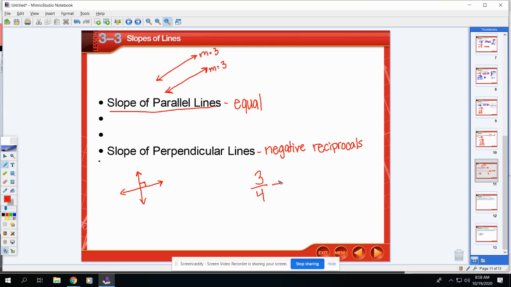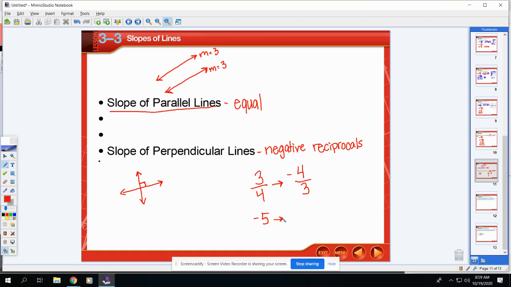Well, the negative reciprocal of 3/4 is going to be this fraction flipped upside down with a negative sign in front of it. So we would say 4 over 3, and that would be negative. So anytime we have a negative reciprocal, we're going to flip it and then make it negative. So what if we had, let's say, for example, what if we had a -5 slope? What would be the negative reciprocal of -5?